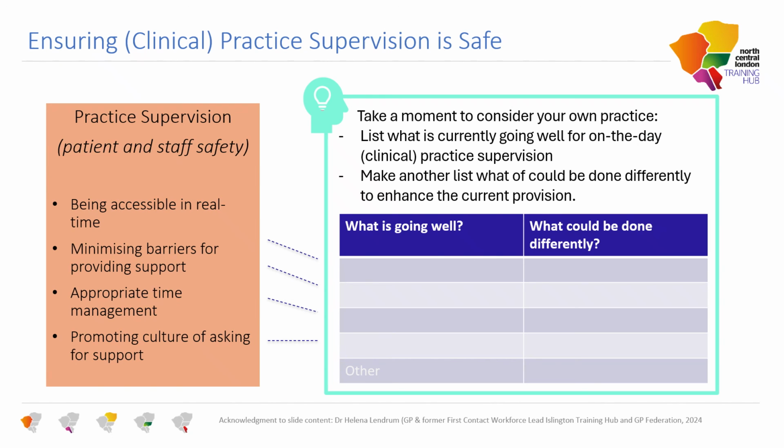Reflect on your current place of work or learning environment, or even your own practice as a supervisor. List what you are doing well already and take a moment to list what you could do differently to enhance your current offer. You might find it helpful to think about possible barriers to creating the ideal plan for supervision, then what might be required to overcome those barriers.